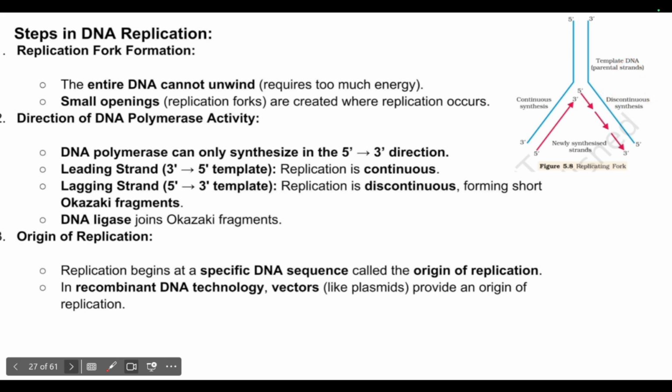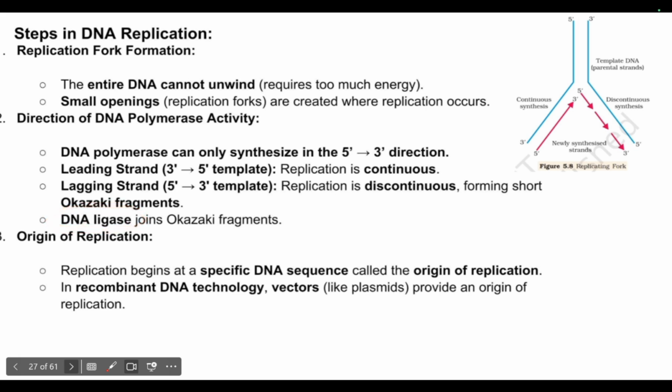When the DNA is synthesized in a discontinuous manner, then it is synthesized in small fragments, and each of these fragments is called an Okazaki fragment. So these are the Okazaki fragments. As you can see, these Okazaki fragments will ultimately join together and become a single fragment. Here, this joining of Okazaki fragments is done with the help of an enzyme, DNA ligase. So DNA polymerase synthesizes the DNA in the 5' to 3' direction, whereas DNA ligase joins the Okazaki fragments.